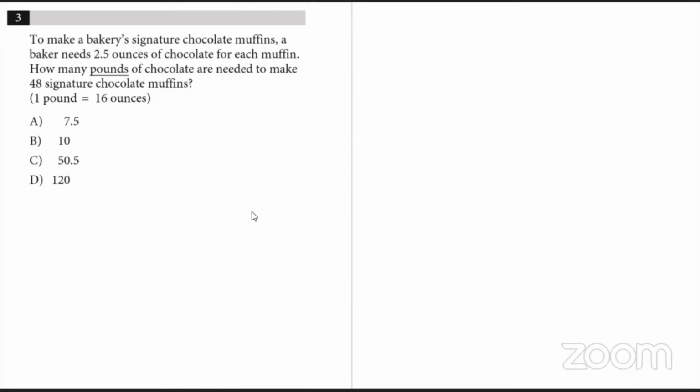Question number 3 says that we need 2.5 ounces of chocolate for a muffin. How many pounds will we need for 48 muffins? Okay, so we're dealing with unit conversions. We can see they're giving us unit changes in parentheses and so on. But there are 2 types of unit conversions that I would like to make you aware of. One would be a unit conversion of a value, and another one would be a unit conversion of a rate.